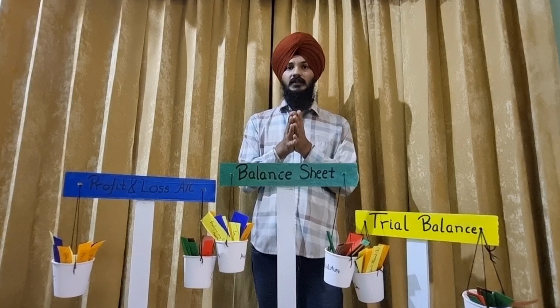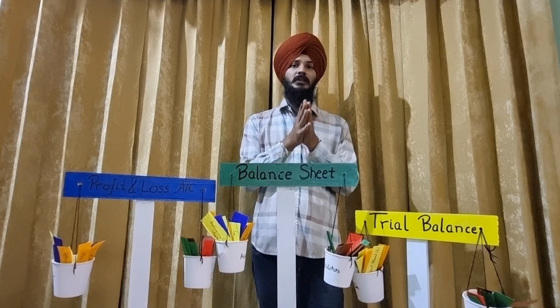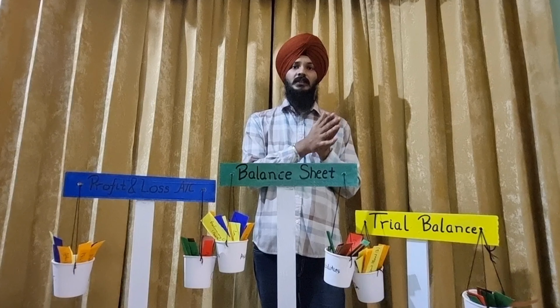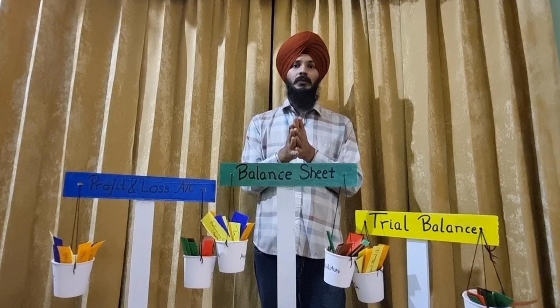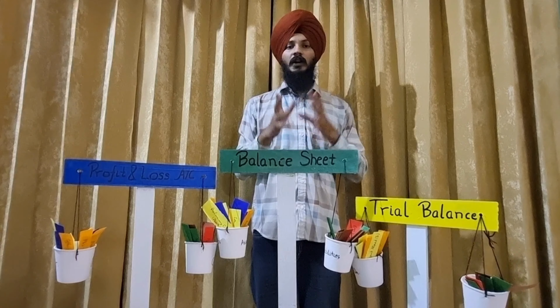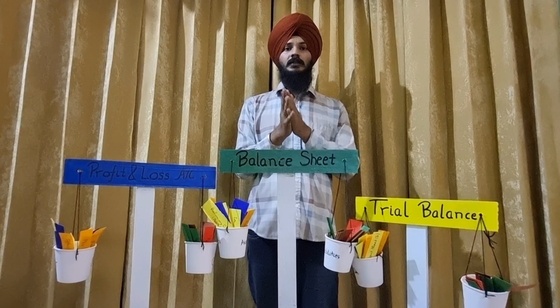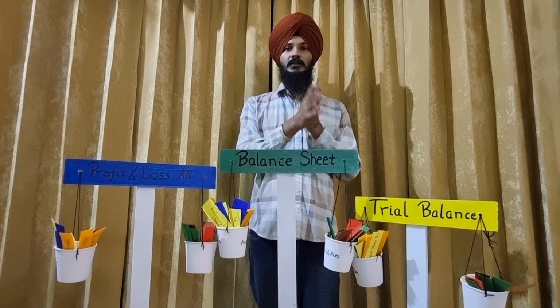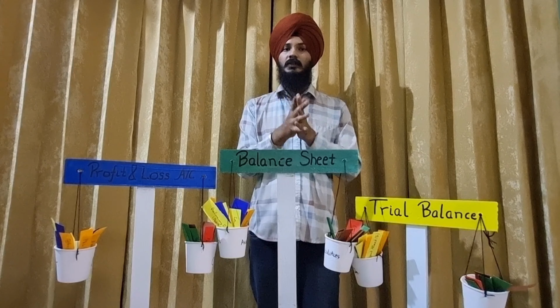In current assets, we have those assets which can easily be converted into cash, such as cash in hand, cash at bank, bills receivable, debtors, stock, and inventory. The liability side is bifurcated into three. First is capital and reserves, second is non-current liabilities, third is current liabilities.